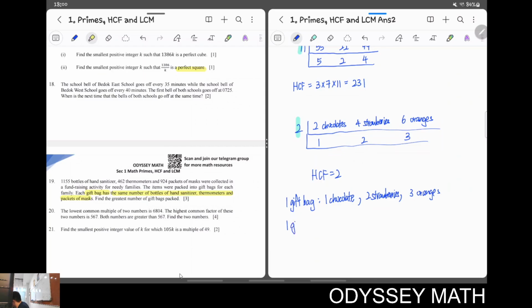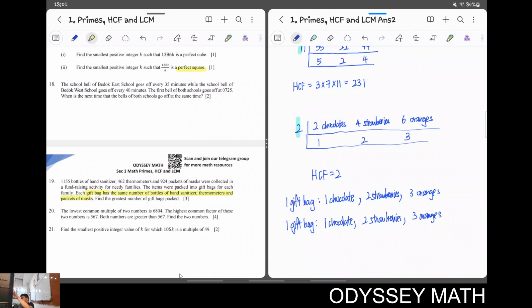And because there are 2 gift bags, the other gift bag is the same thing: 1 chocolate, 2 strawberries, and 3 oranges. So every gift bag will have the same number of chocolates, strawberries, and oranges. That is why for the greatest number of gift bags, you will use HCF. So it's just 2, because 2 will be the greatest number of gift bags such that each gift bag will have the same number of the 3 items.